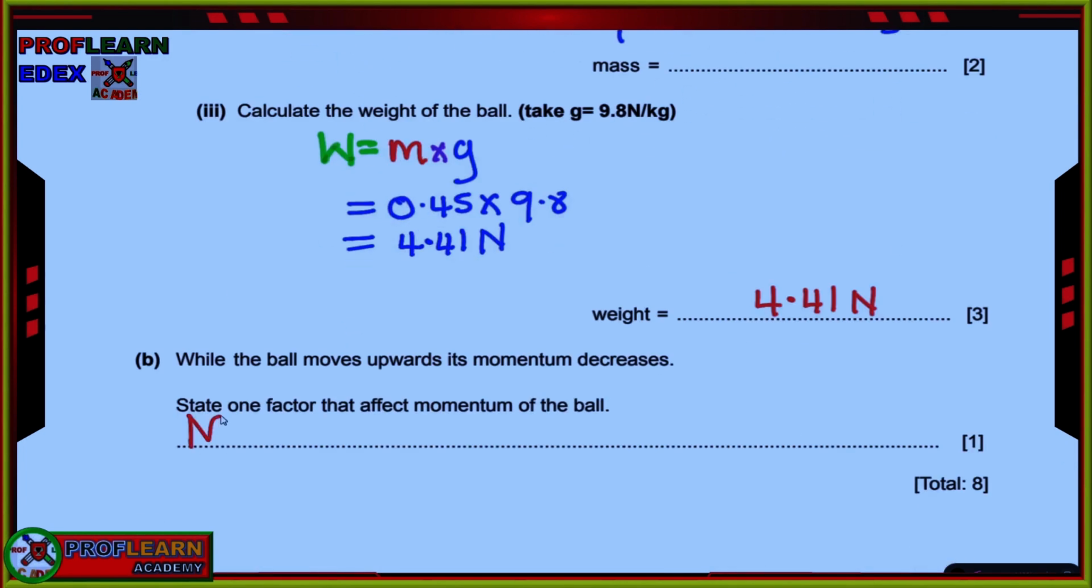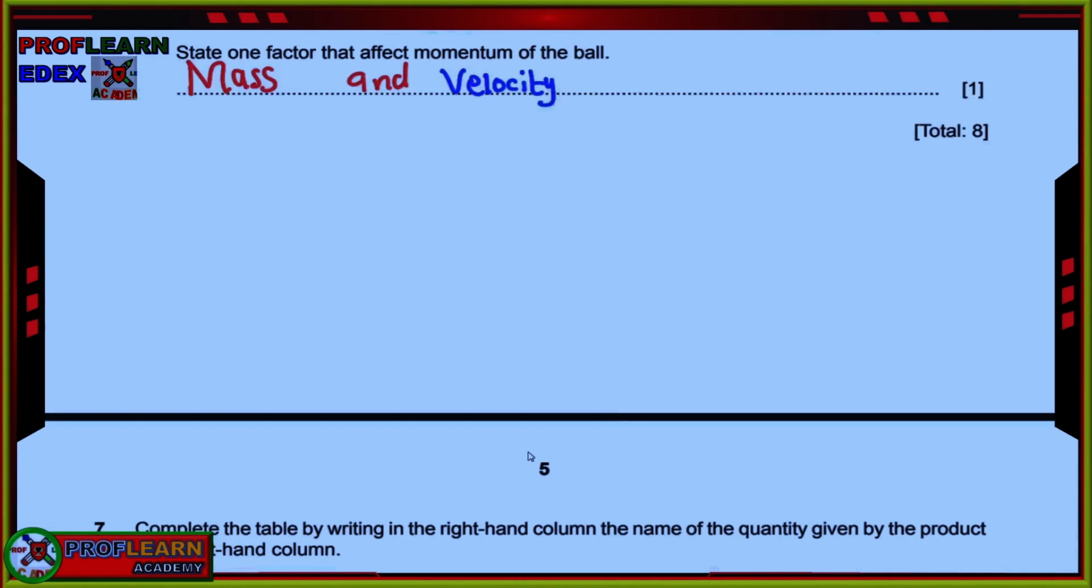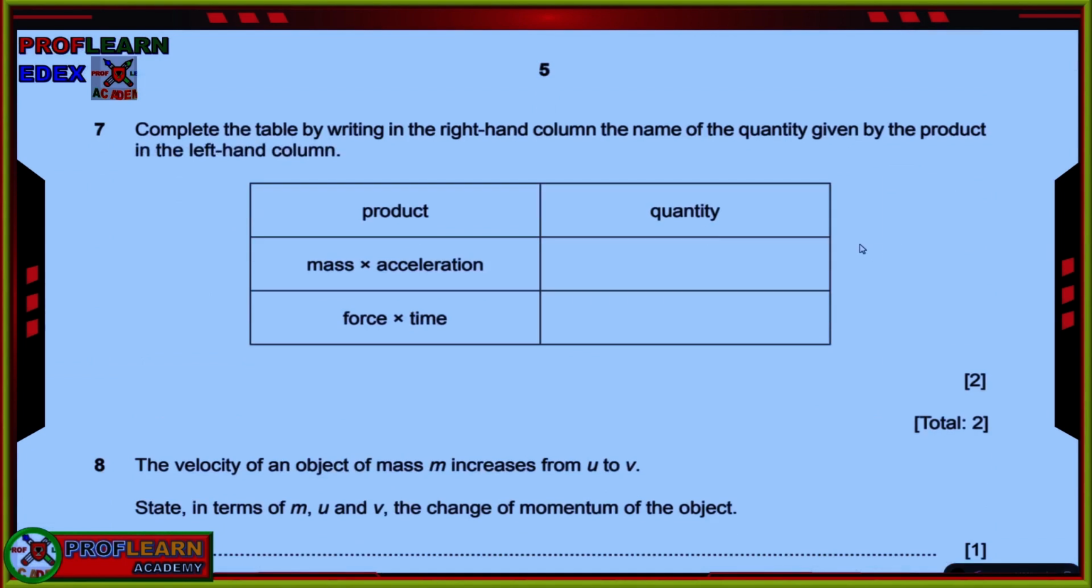The next question that we are asked here is to state the factors that affect the momentum of the ball. Factors that affect the momentum of a ball include mass and velocity. Also in this case, there could be the concept of air resistance, because air resistance is going to affect the velocity of the ball and the speed at which it's moving.